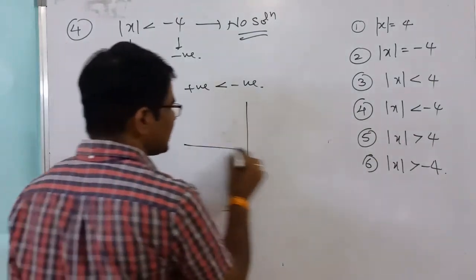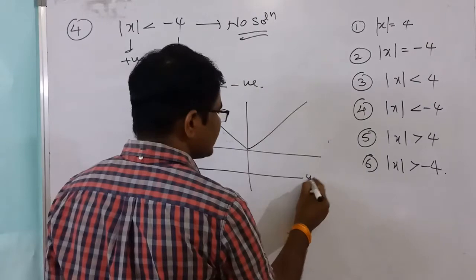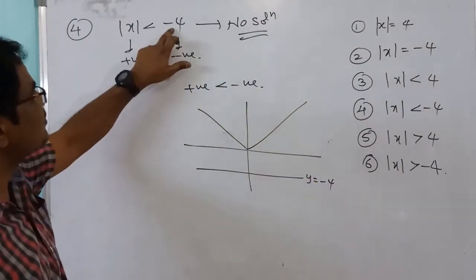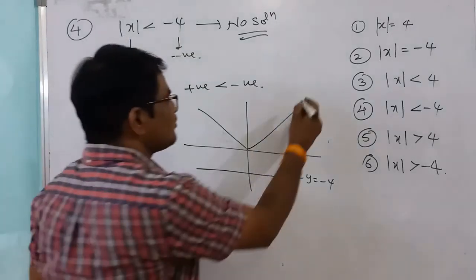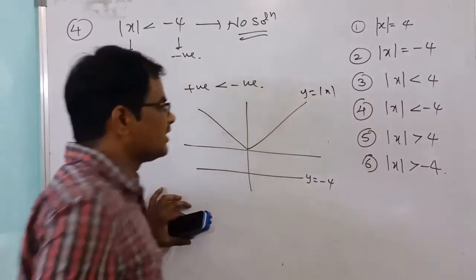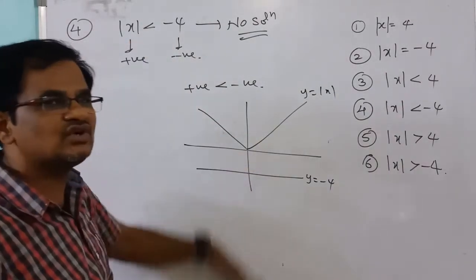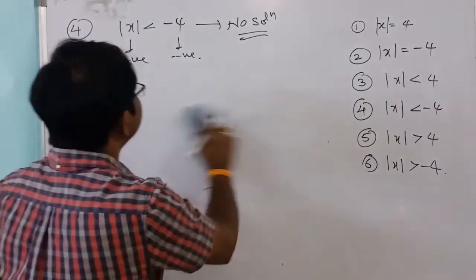Otherwise, if you take this one and here y equal to -4, right? So this is y equal to -4, this is y equal to mod x. Now what is the condition? Mod x less than 4. Is there any solution here? There is no solution.